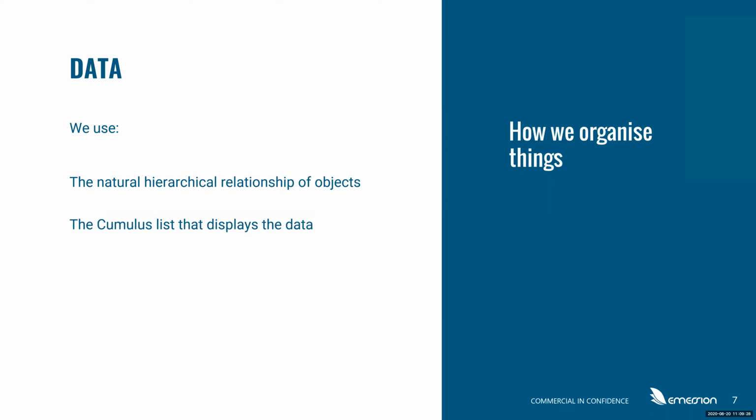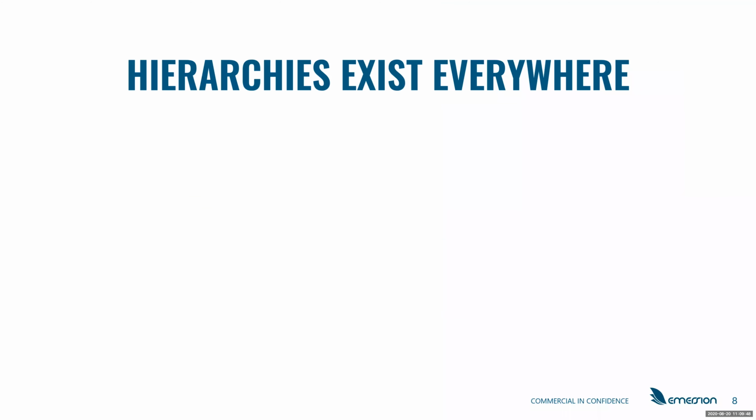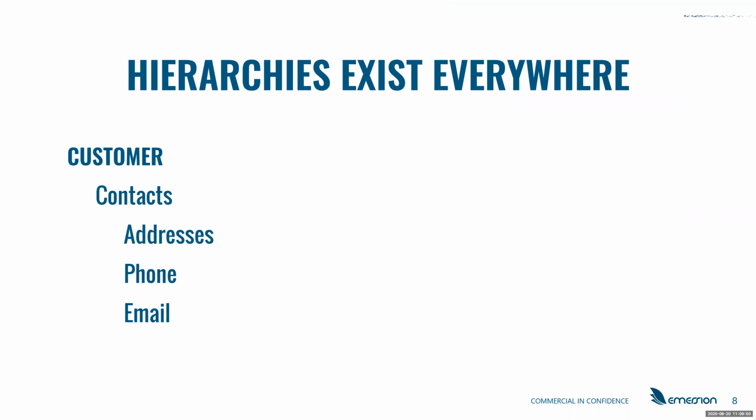Cumulus list has its own standard functionality. You've all been using Cumulus lists if you've been using Emersion at all. You're probably familiar with that table with the column headers. That's what we're talking about with the Cumulus list. When we display the data, it will generally be in list format, unless it just doesn't make sense to do that. But where we place it, we try to think about where it naturally lives.